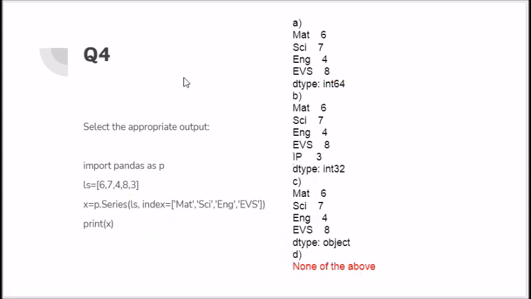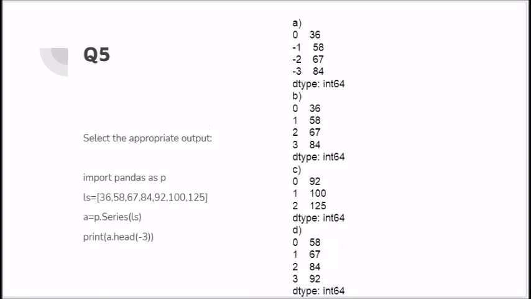Every time, whenever we have none of the above, we should evaluate the options given to us at least twice. Let's see the last question in the same set. The question says that we have a series called LS. Creating a series, head shows the records from the top.